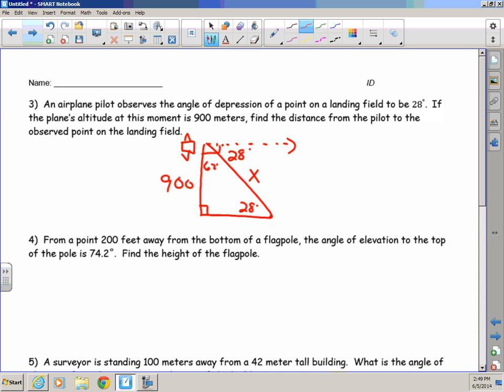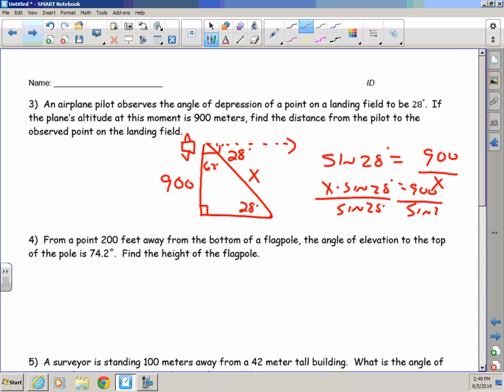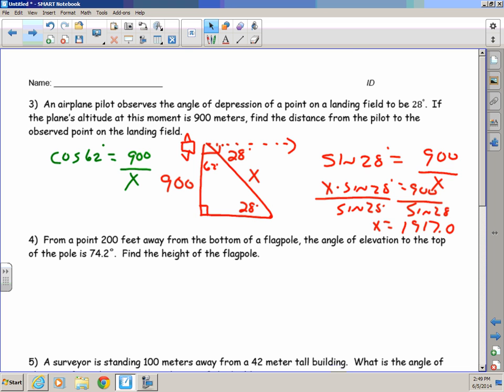That's the hypotenuse. So I, again, have the sine of 28 is equal to 900 over x. X sine 28 equals 900. Divide by sine of 28. And you get x to be 1917.0. Now, you could have used 62 and done cosine of 62 equals 900 over x. You will get the exact same answer, all decimal places included. Okay? All right, next.